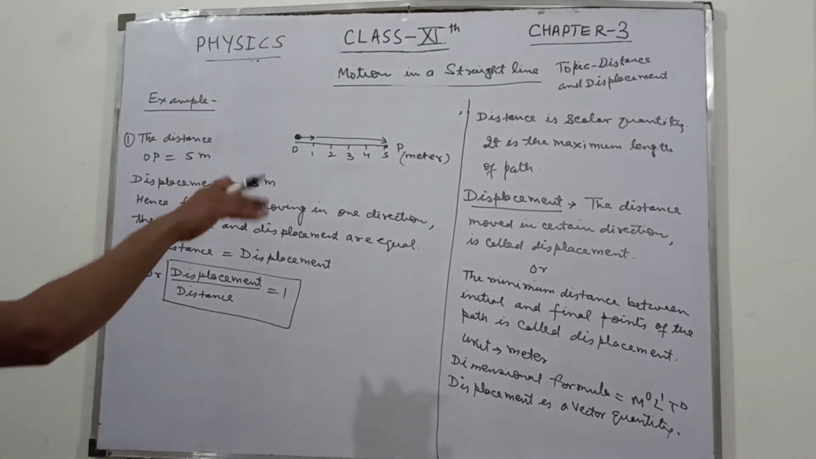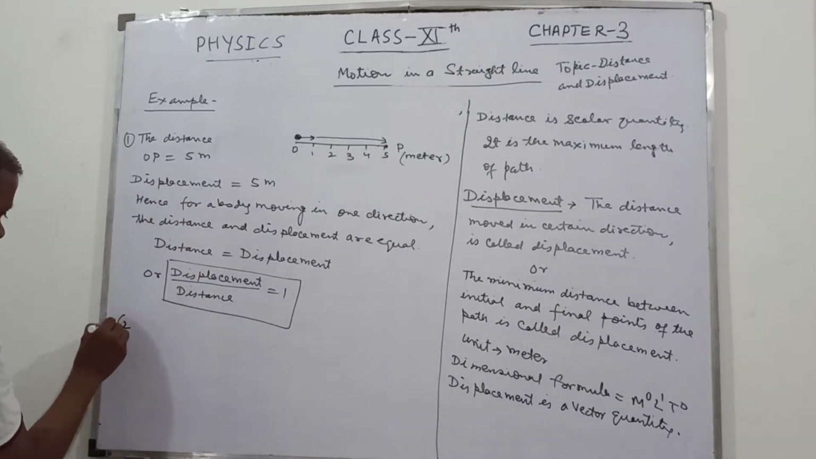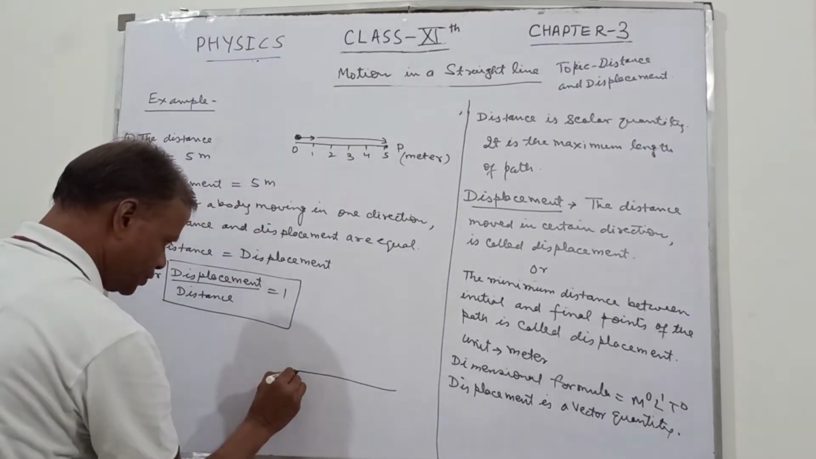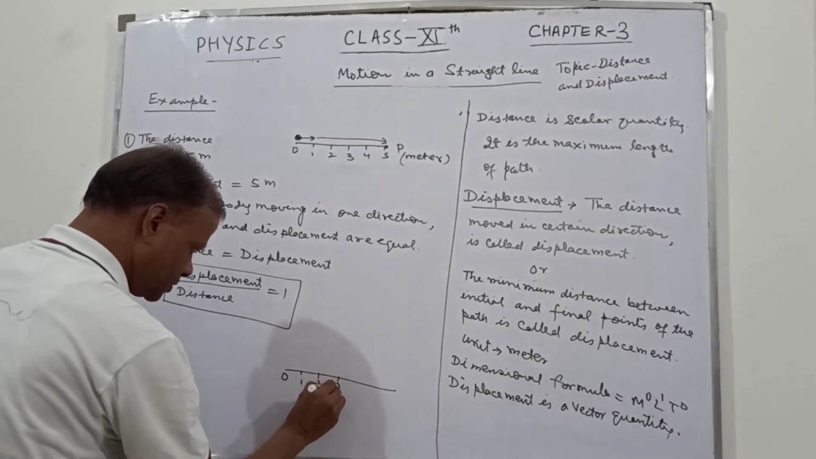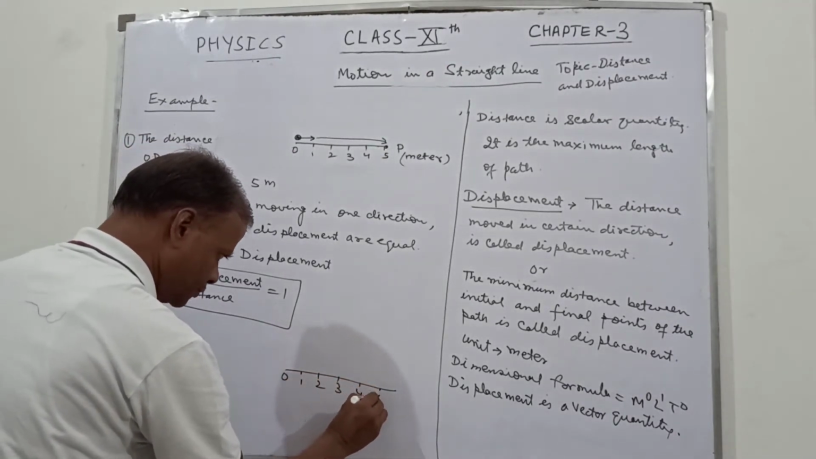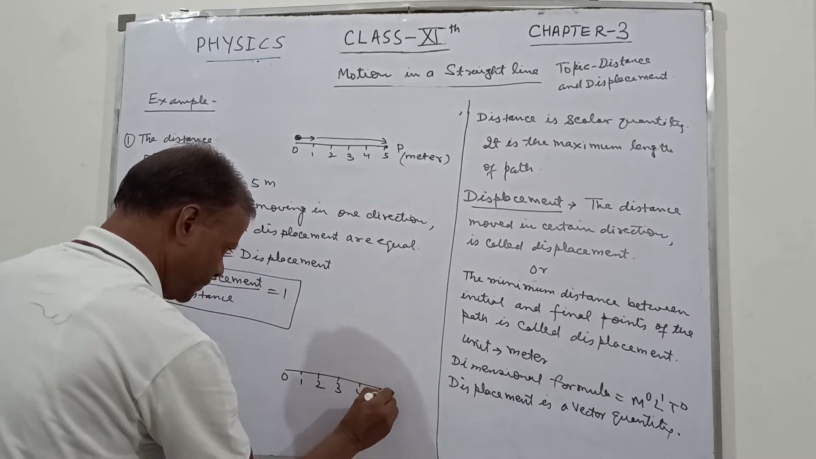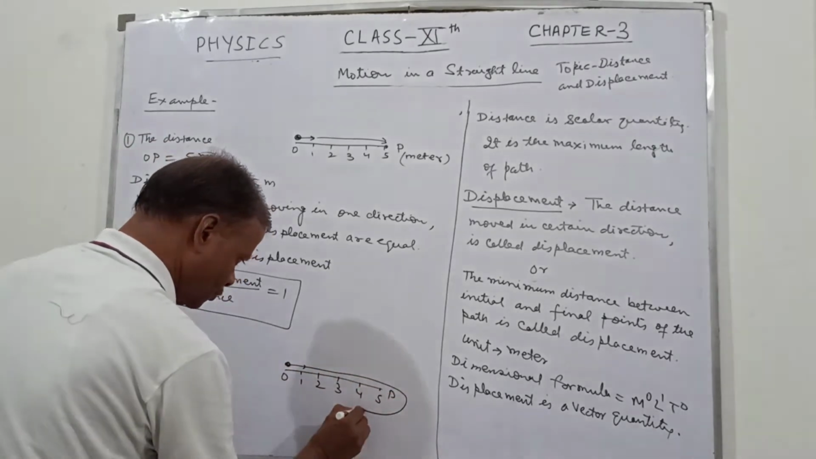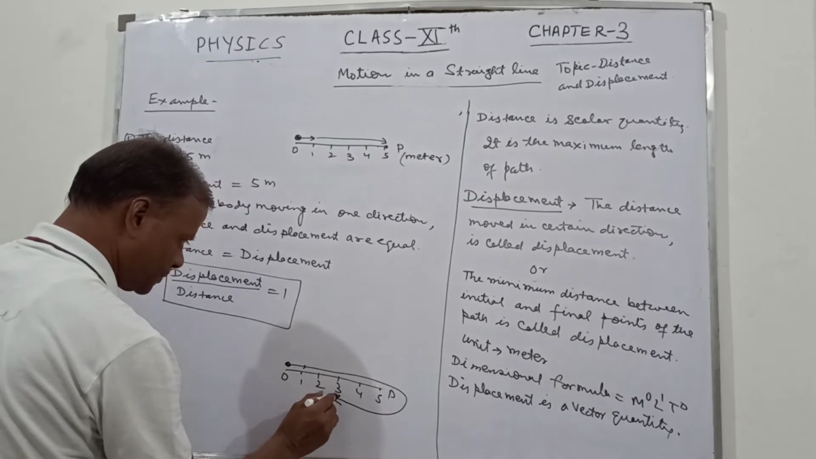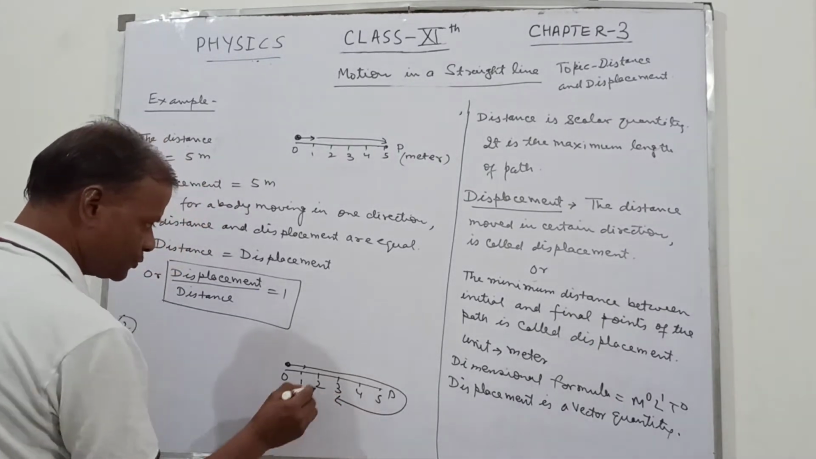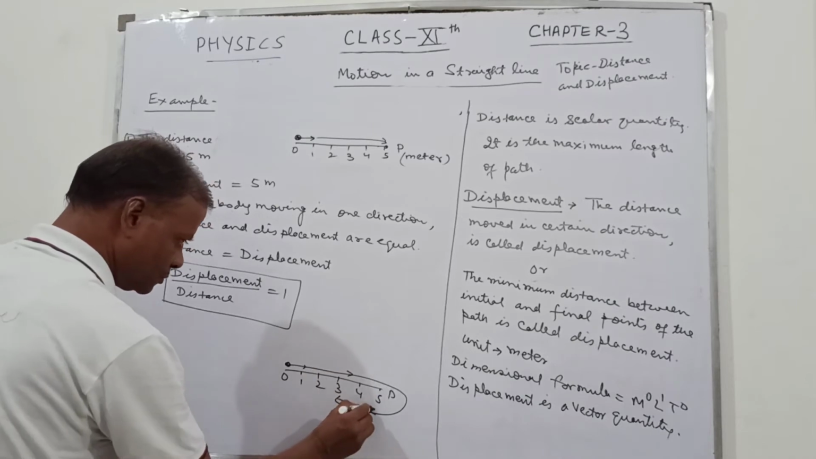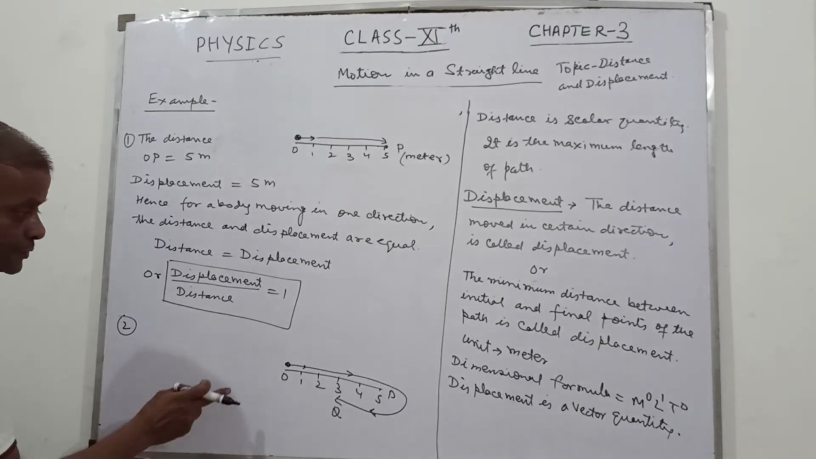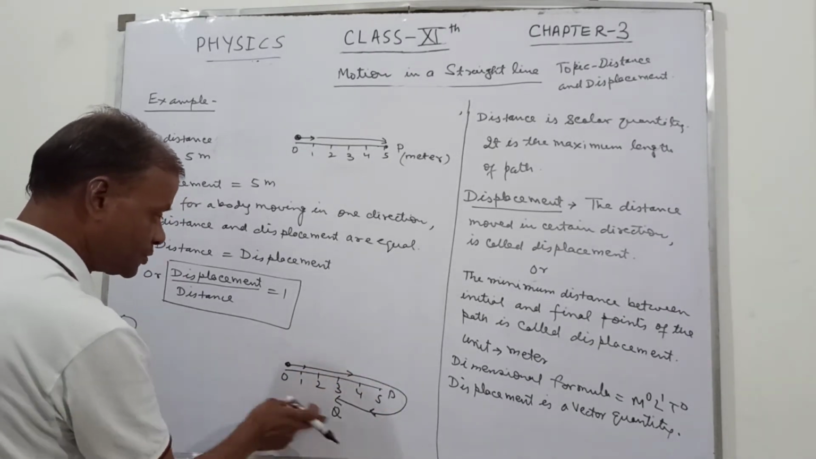Now suppose this body moves. The second case I take here: suppose this is 0, this is 1, this is 2, this is 3, this is 4, and this is 5. This is point P. Now the body moves from here and then goes up to this mark 3, then 2. This is suppose point Q. So what was the distance traveled by this body?